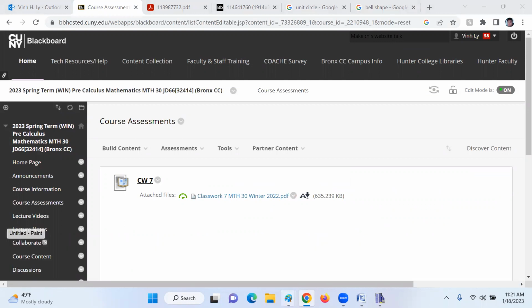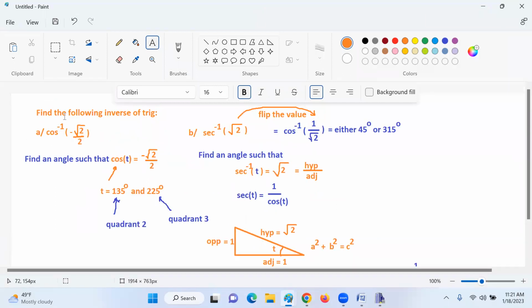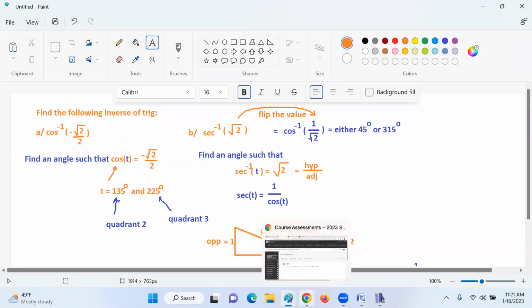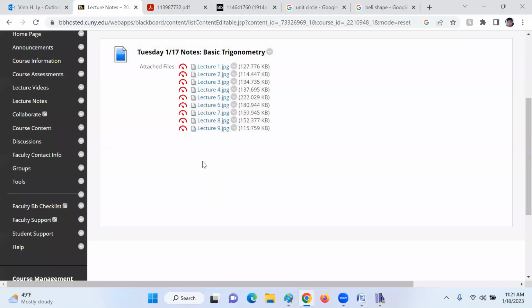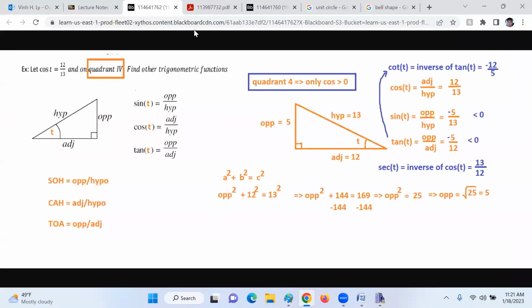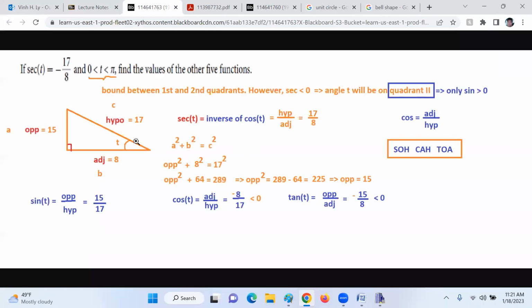Okay, so what are the quiz questions? The questions of the quiz are going to be on the inverse. You're going to find the inverse of the trig functions, okay? And also you're going to find this one. You're going to go to the lecture notes, and then go back there, and then use it. So let's say I give you the secant, you're going to figure out the tangent or sine, cosine.